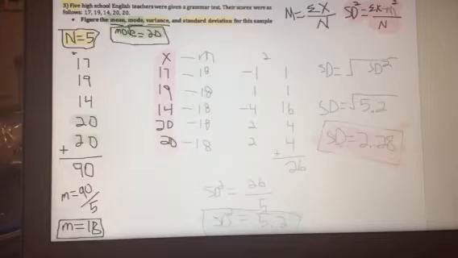So again, I always want to start with my n. So n equals 5. Here is where it says 5, and I always like to highlight that. So here's my response: n equals 5.